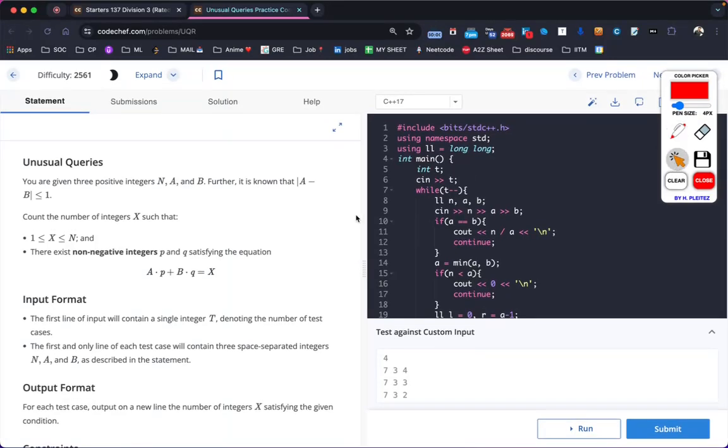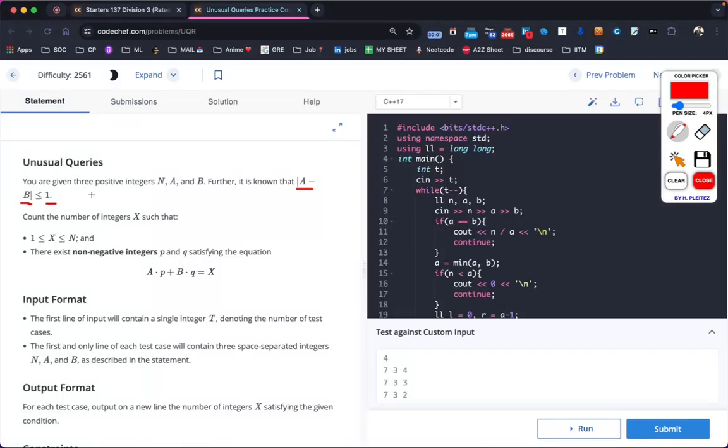Let me just read it. It says that you are given three integers n, a, and b. Further, it is known that mod of a minus b is less than or equal to 1. Mod is an absolute value, which is always positive, so the positive value is less than or equal to 1.